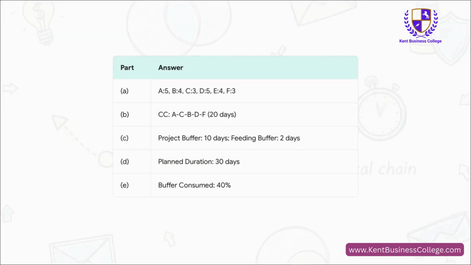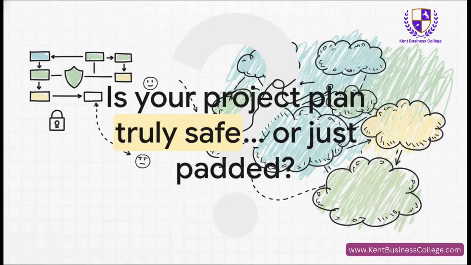Right then, let's put a bow on it and lay out the final answers. For part A, you've got your aggressive durations. For B, the critical chain is A, C, B, D, F, and it takes 20 days. For C, the project buffer is 10 days, and the feeding buffer is 2 days. For D, the total planned duration is the 20 days plus that 10-day buffer, making it 30 days. And for E, that 4-day delay eats up 40% of our buffer. Done. And there you have it. That's how you crack a critical chain question.